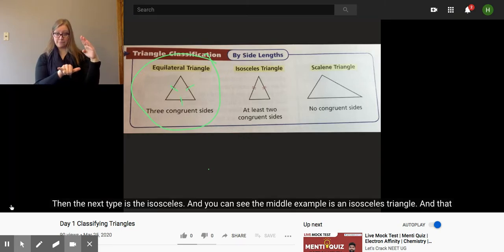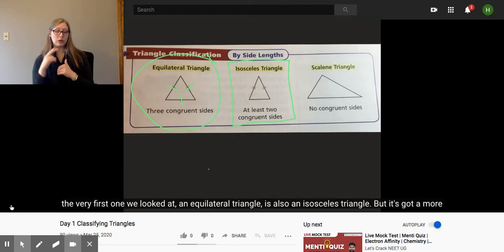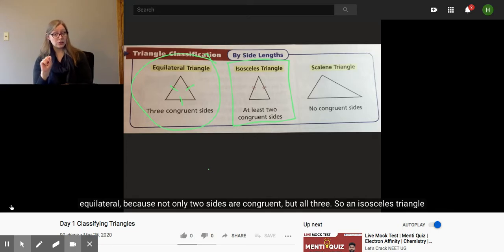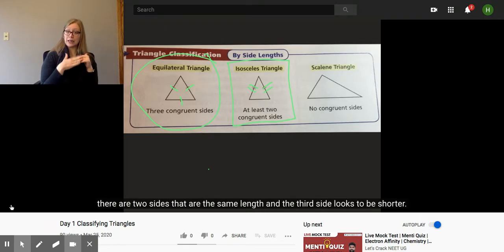Then the next type is the isosceles, and you can see the middle example is an isosceles triangle, and that has at least two congruent sides. So the very first one we looked at, an equilateral triangle, is also an isosceles triangle, but it's got a more exact name, equilateral, because not only two sides are congruent, but all three. So an isosceles triangle has at least two sides that are the same length. And you can see in this example, there are two sides that are the same length, and the third side looks to be shorter.